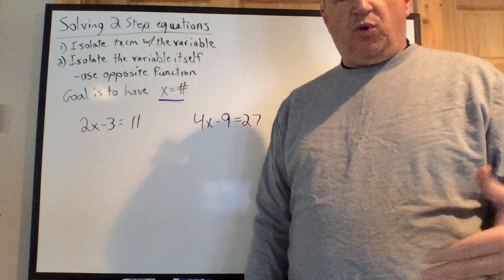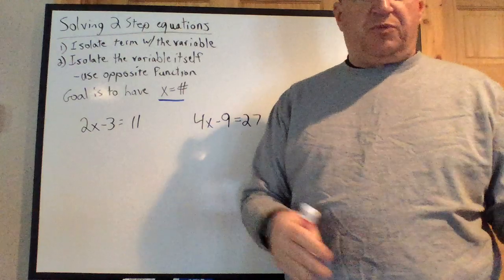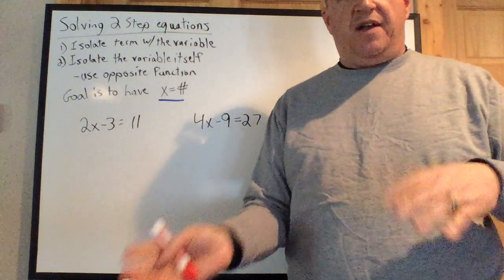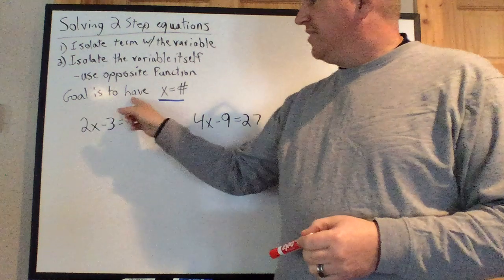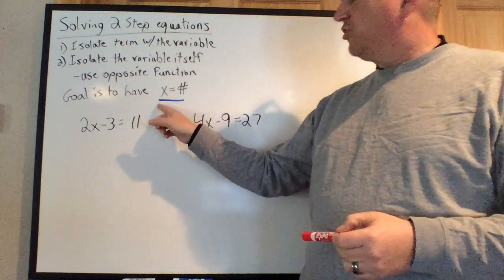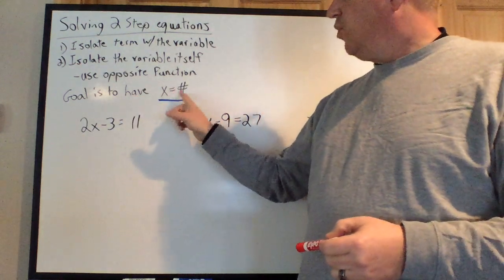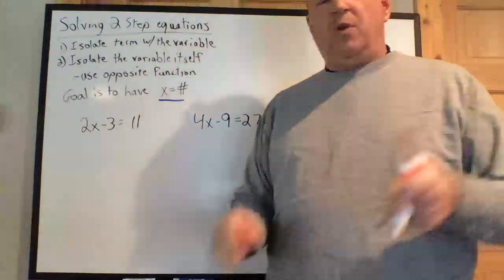If it's added, we subtract. If it's subtracted, we add. If it's multiplied, we divide. If it's divided, we multiply. Okay. Remember, our goal is to have our final equation be x, or whatever variable you're using, equals some sort of number. Okay. So let's look at our first example.